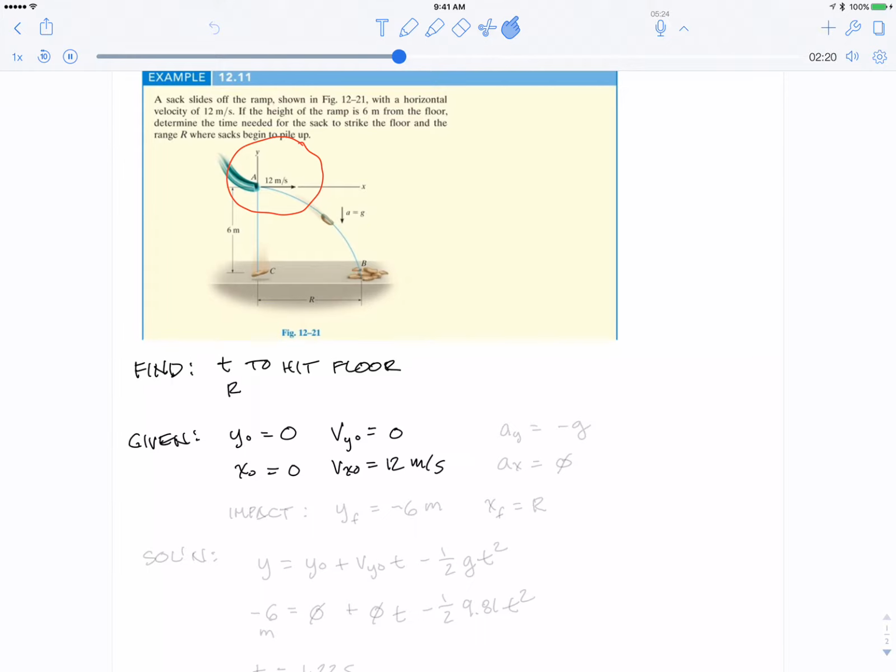Now at impact, we don't know the time, that's what it's asking, but where will it end up? We know that y, I'll put F for final, is minus 6 meters, because we took the origin up at the tip of the chute. X final is R, that's what we're looking for. I think that's all that's given. Oh, and then we know also, of course, that AY is minus G and AX is 0. That's a projectile. That's a definition of a projectile problem.